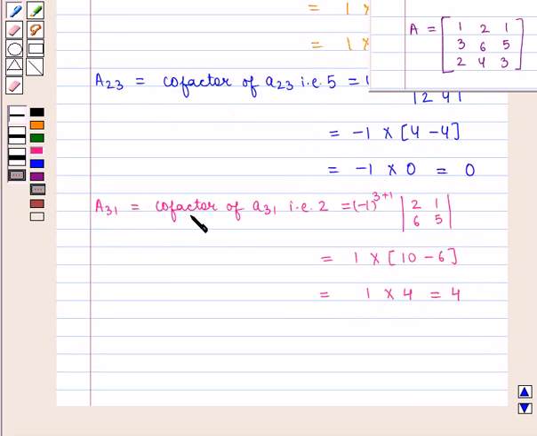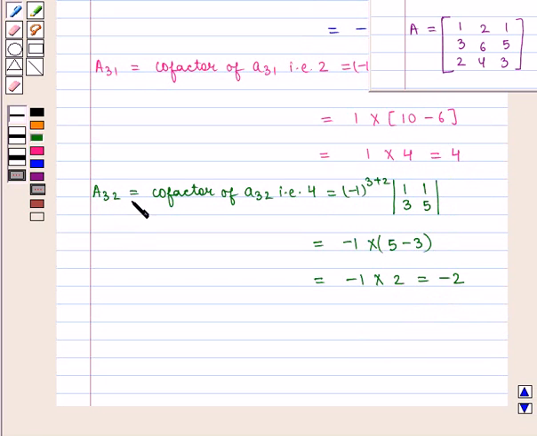A31 is the cofactor of A31, that is 2, and is equal to (-1)^(3+1) into the determinant containing elements 2, 6, 1, 5, which is equal to (-1)^4, that is 1, into 2 into 5, that is 10, minus 6 into 1, that is 6, which is equal to 1 into 10 minus 6, that is 4, which is given by 4.